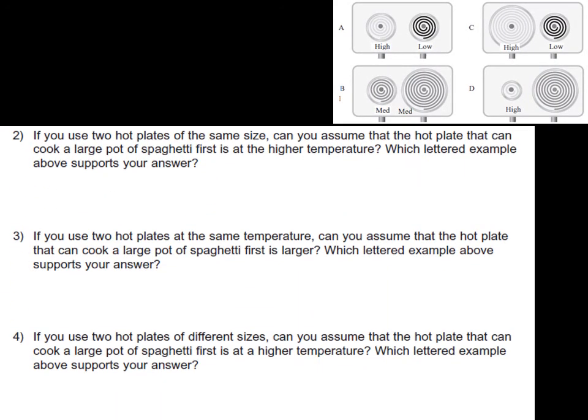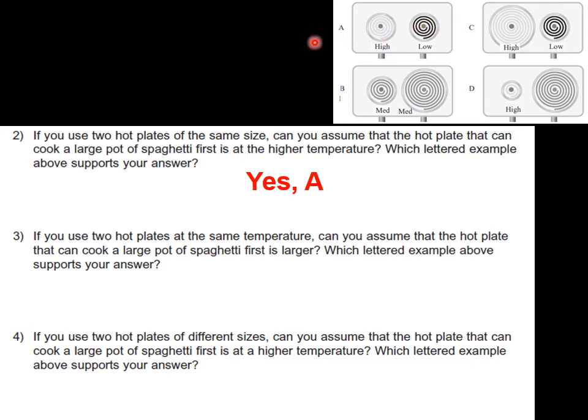Question number 2. If you use 2 hot plates of the same size, can you assume that the hot plate that can cook a large pot of spaghetti is at a higher temperature? Well, yes, because if they are of the same size, the one that cooks faster is going to be the hotter one. Which of these cases would support the answer? Well, it would be A, this one here, in which we have the same size, but one is hotter than the other one.